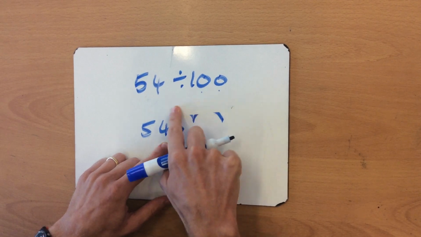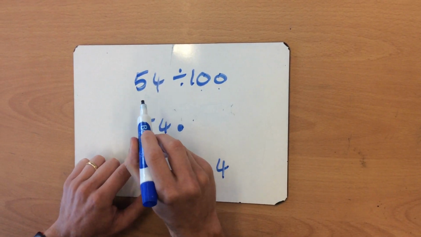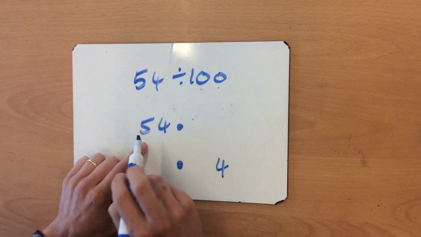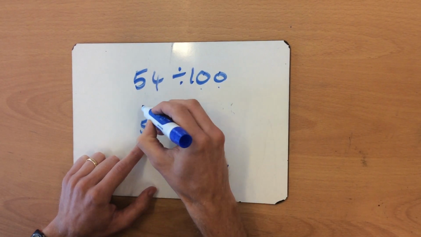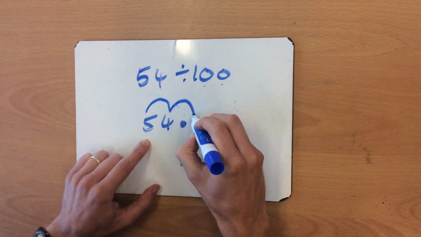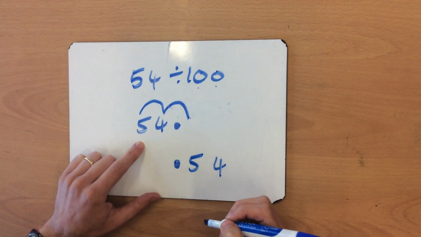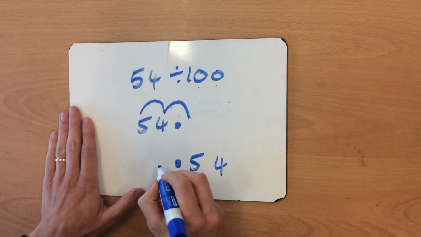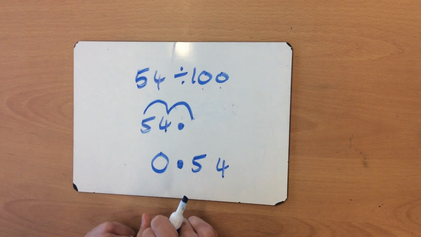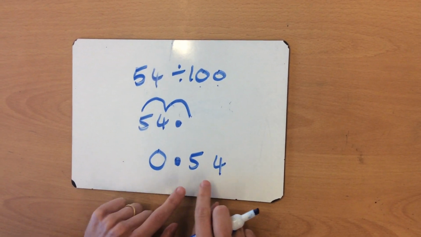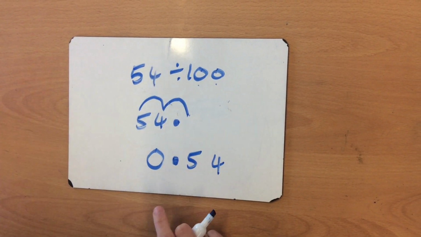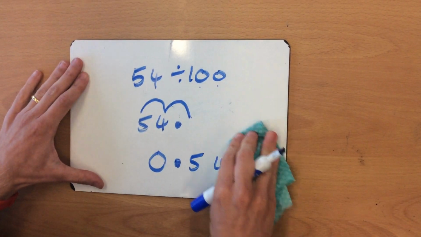Now I'm going to look at the 5. My 5 is in my tens column. To make that 100 times smaller, I'm going to move it to the right twice. 1, 2. And my 5 will end in my tenths place value. So the answer to this question, don't forget your 0 here, 54 divided by 100 is simply 0.54. So that's division one way for now, okay?